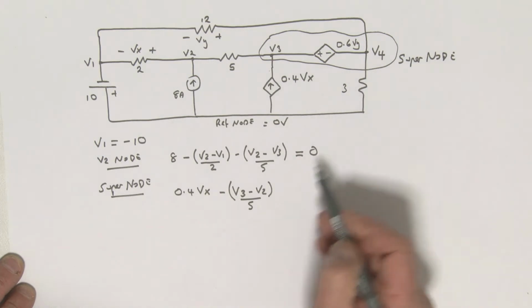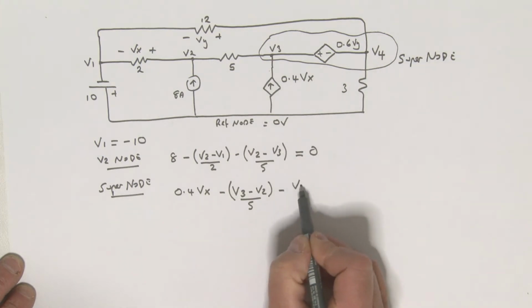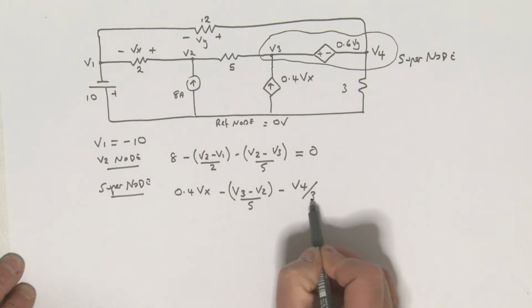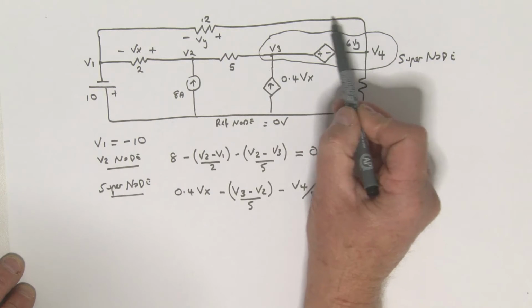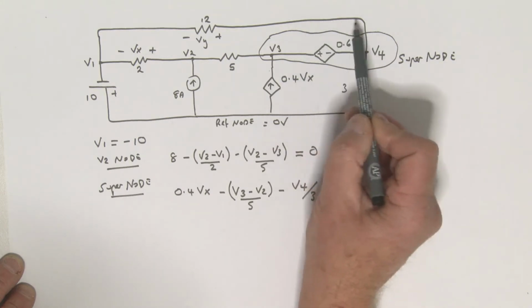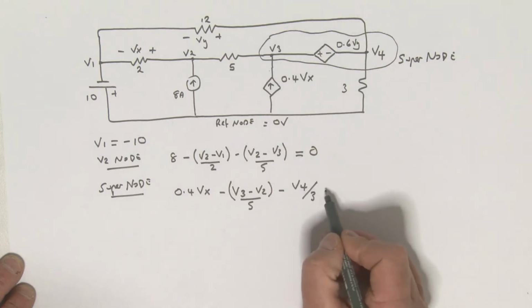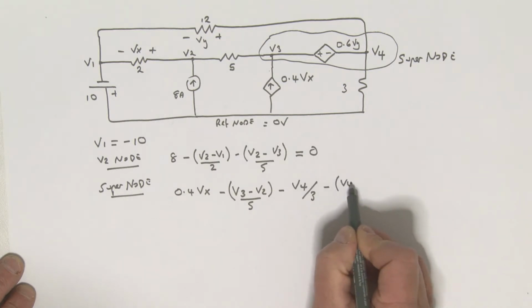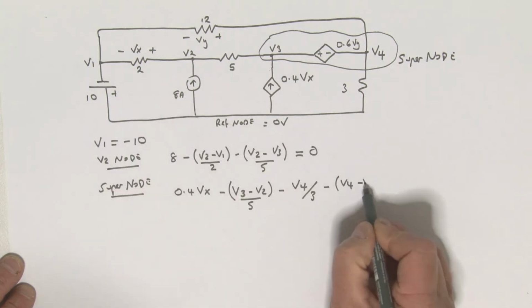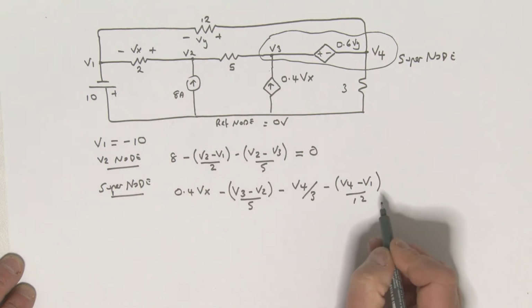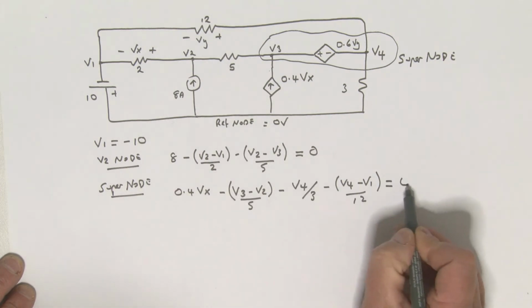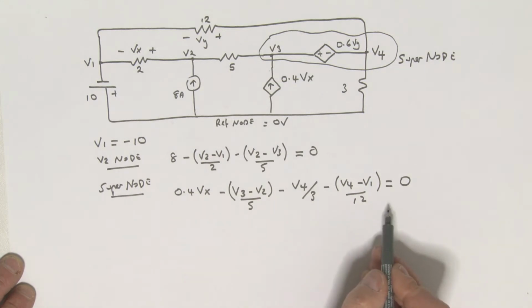Coming out, we've got this one here, so that's a minus V4, and that is divided by 3. What else have we got sitting here? I've got this one coming out here, haven't I? So that's really a minus (V4 minus, on the other side over there, V1), and that's divided by 12. And all of that is equal to 0. So that's dealt with our supernode.